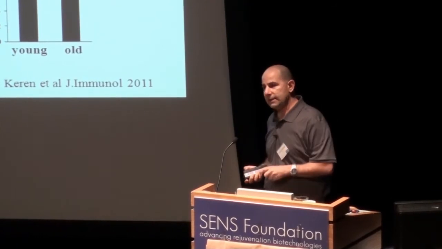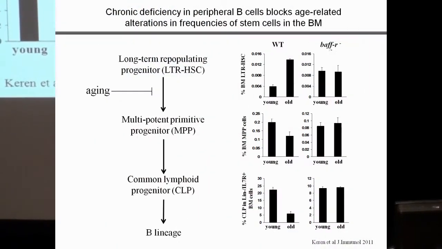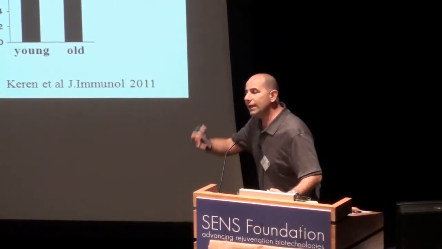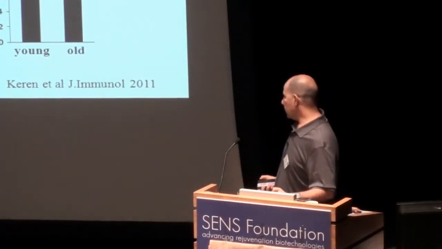If you look now at the stem cell population, you see that stem cells develop from long-term repopulating hematopoietic stem cells. They progress into multipotent primitive progenitors and then to common lymphoid progenitors before they go to the B-lineage. It is known that in aging, this progression is inhibited in a way, resulting in accumulation of the long-term hematopoietic cells in the bone marrow, and reduced numbers of MPPs and CLPs. This is the situation in the old, but you see that in the mouse that has chronic B-cell deficiency in the periphery, this phenotype does not show up. You see equivalent numbers of all these three populations in the bone marrow, indicating continuous development, continuous differentiation, as well in the old situation.